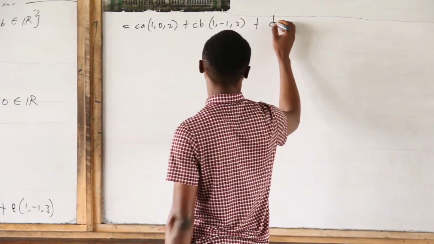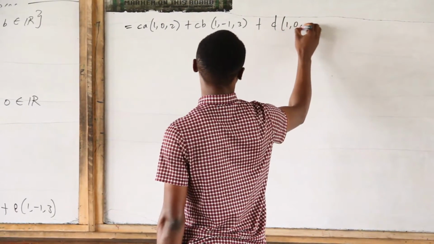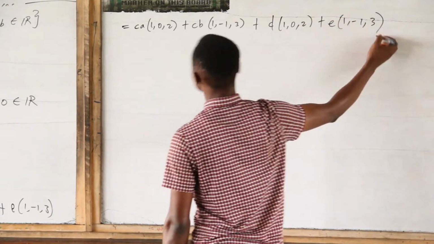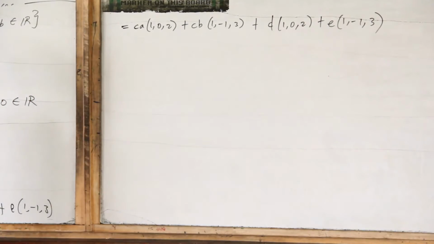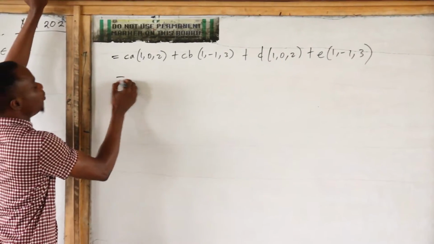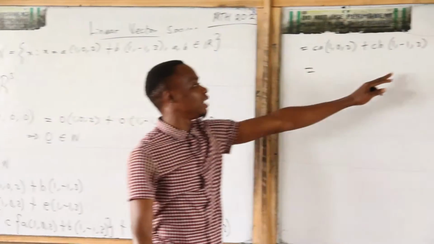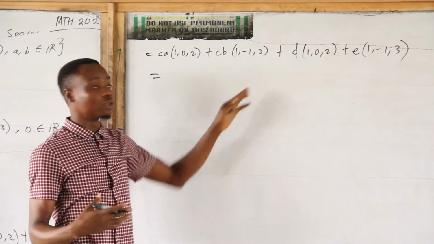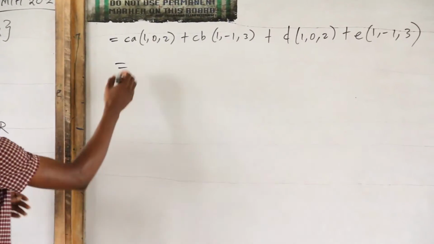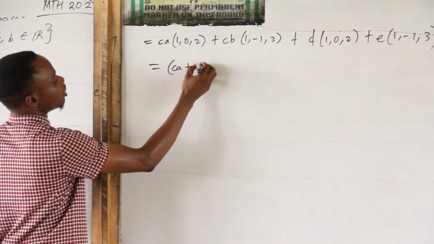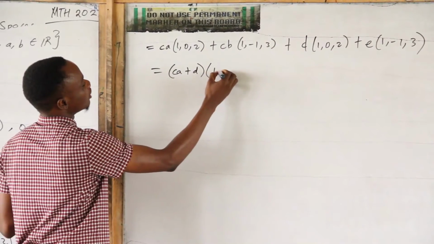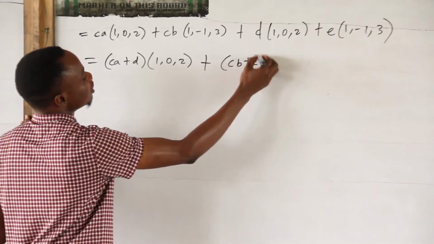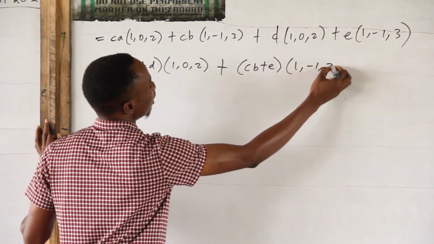So the C into (1, 0), plus C into (1, -1). Is it clear? Alright, so what would this give us now? Basically, I can factorize them. Those that carry the same vector, I can add the corresponding components. So let's say I'm going to add this to be CA plus D into (1, 0, 2), plus CB plus E into (1, -1, 8).